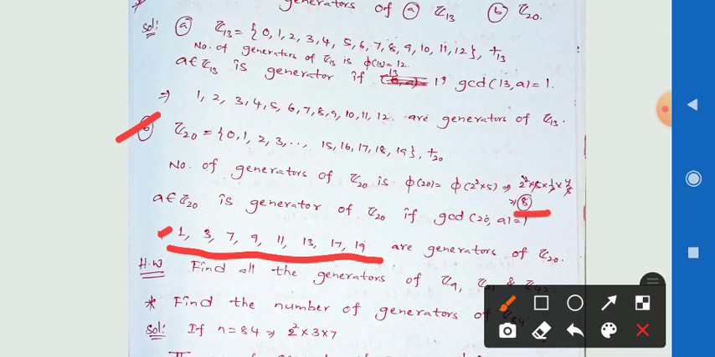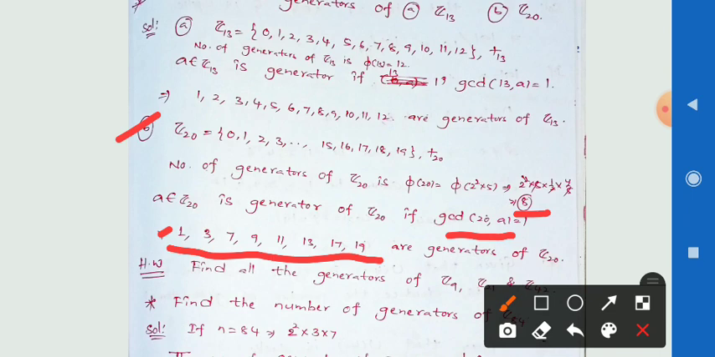By using the Euler formula we can calculate the number of generators, and by this condition also: the GCD of 20 comma A is equal to 1. If A is equal to 1, the GCD of 20 comma 1 is equal to 1. If A is 3, then the GCD of 20 comma 3 is equal to 1.